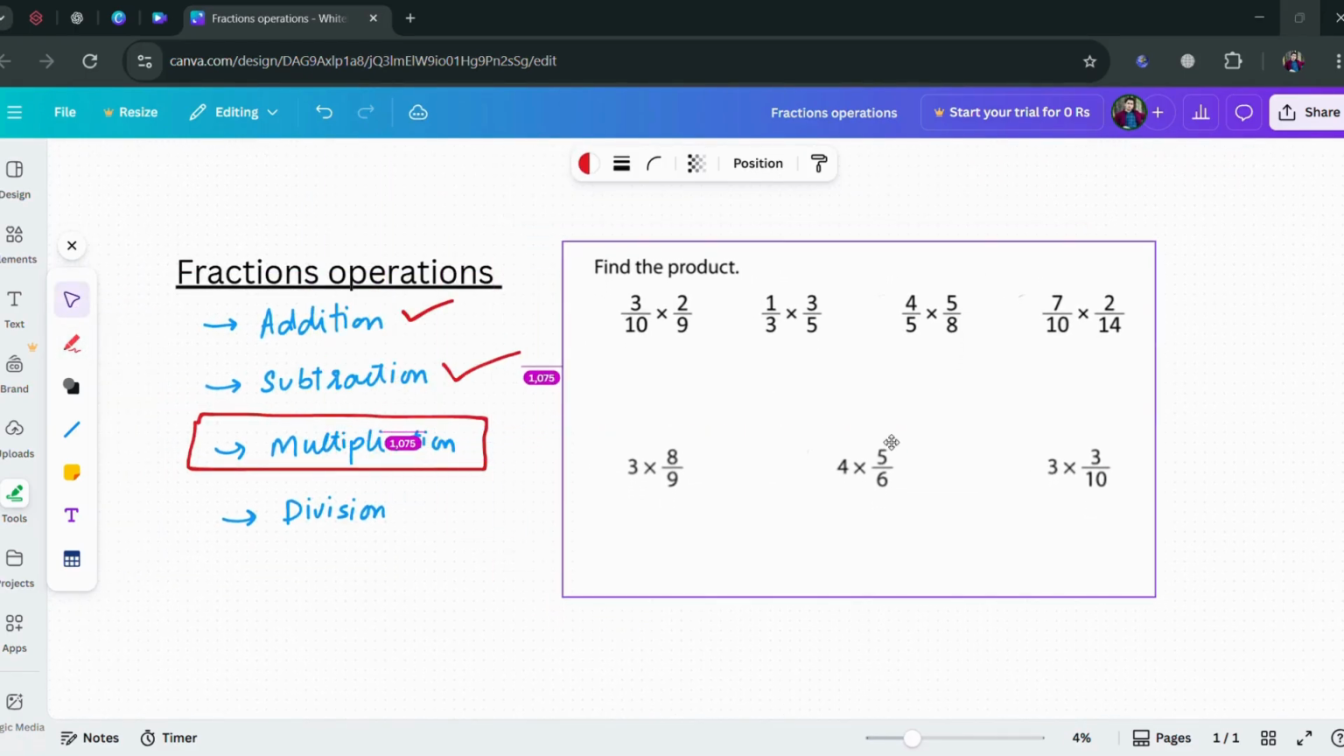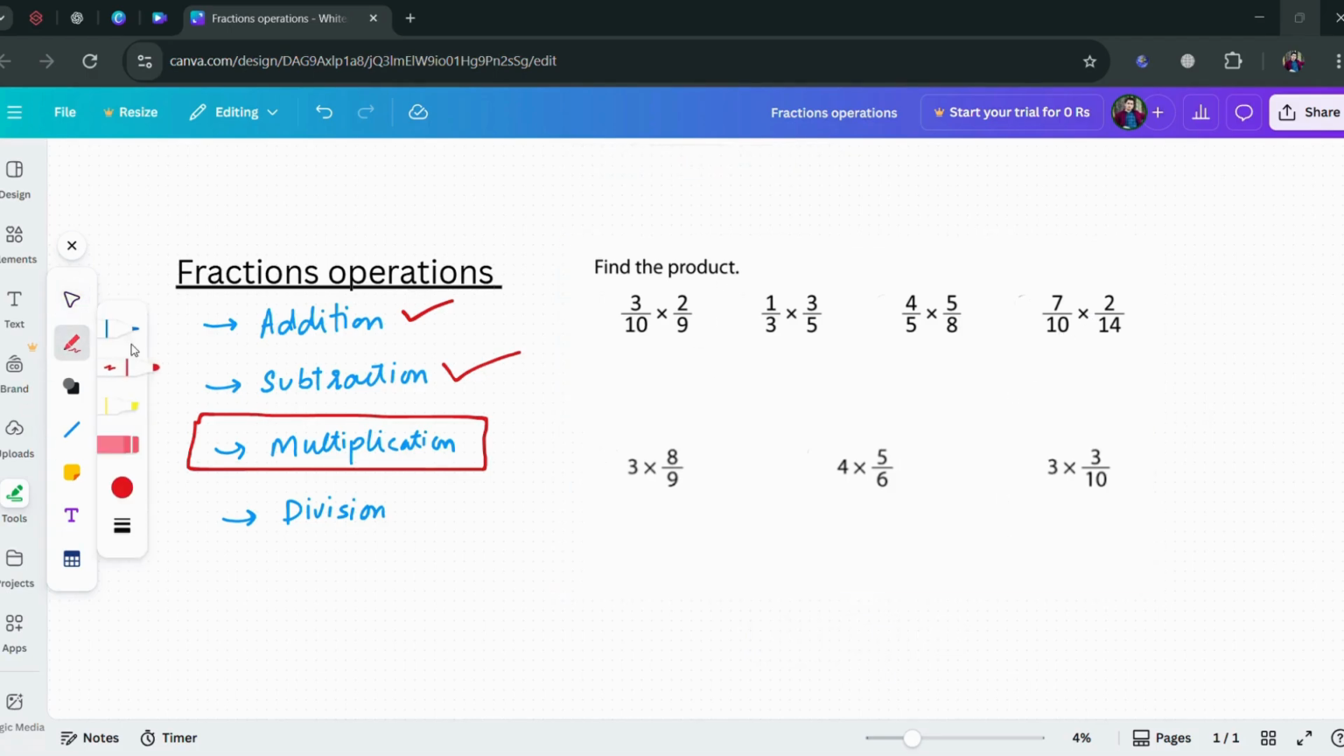Here you can see I have some questions available. One more thing I need to tell you is that multiplication is also represented using the word product. Just like for addition we can use sum, for subtraction we can use difference, for multiplication we can use the word product, and similarly for division we can use the word quotient. So now in today's class we'll be discussing how to perform multiplication.